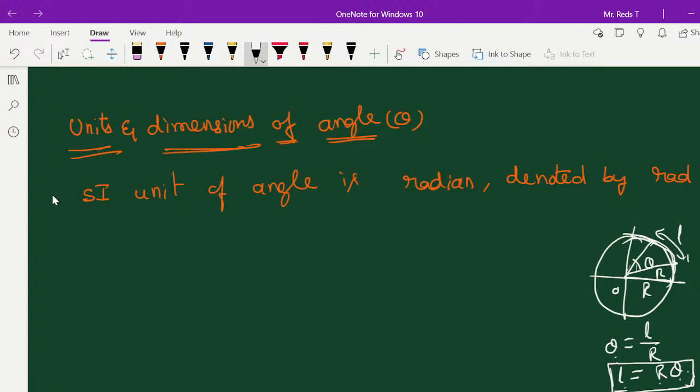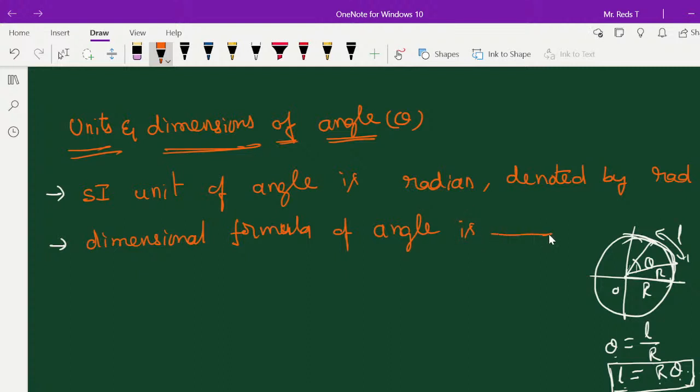Right, very good. Then what about the dimensional formula of angle? Next, write down the dimensional formula, or simply the dimensions, of angle theta, or simply angle. Here we call it plane angle. The dimensional formula of angle is?